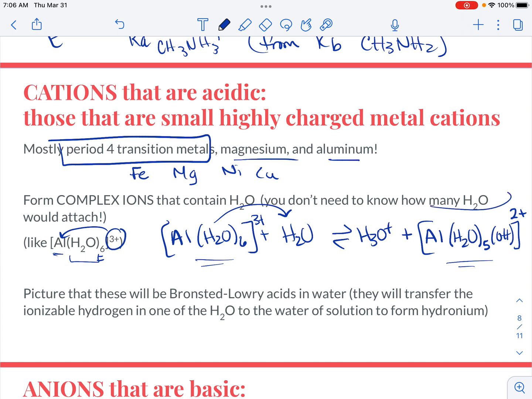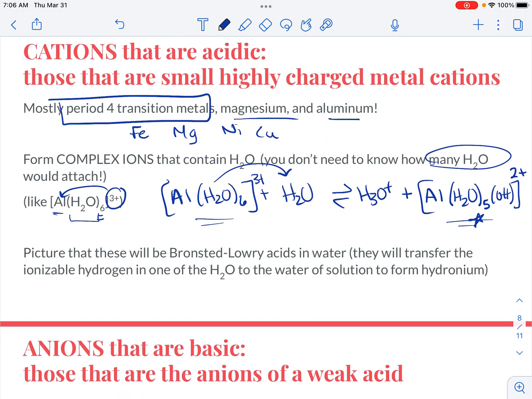You won't have to know how many waters. They all have different numbers of water. But you should be able, if you know the complex ion, to see that one of the waters will turn into hydrogen and hydroxide, leaving you with fewer waters, and then allowing it to be a Bronsted-Lowry acid. Okay, technically, this could do this again, maybe 5 more times. It won't do it again that many times. Eventually, it will become a base and be more likely to accept a hydrogen. But this could be a polyprotic Bronsted-Lowry acid. So those are kind of cool.